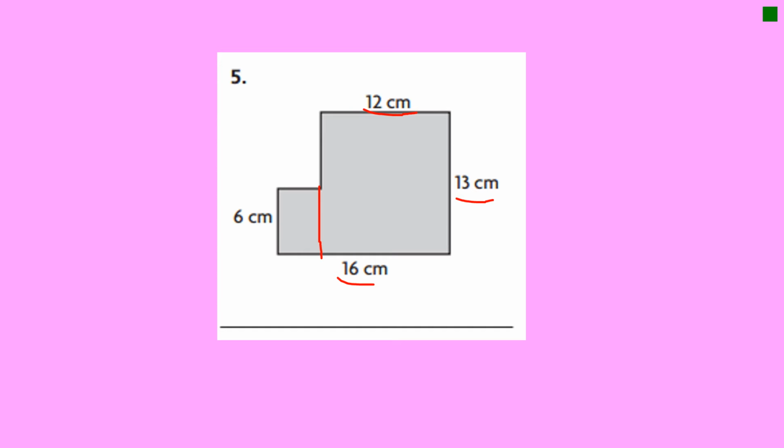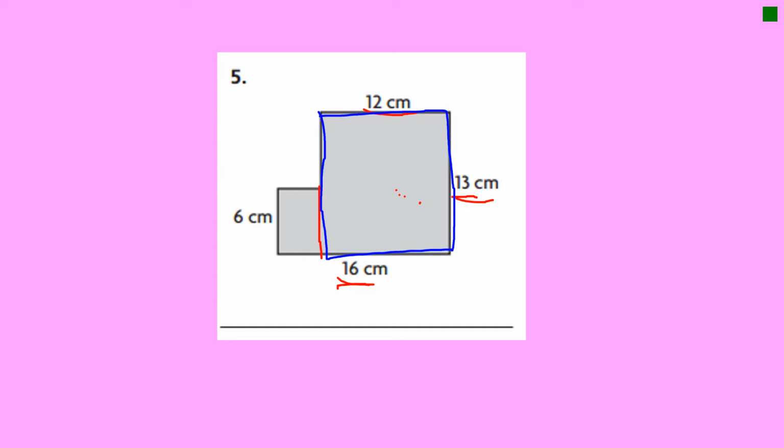What is the length and the width of this figure? Is it 16 by 13? Is it 12 by 16? Is it 13 by 12? What about that 6 over there? Well, think about the length and the width only of this figure right here.